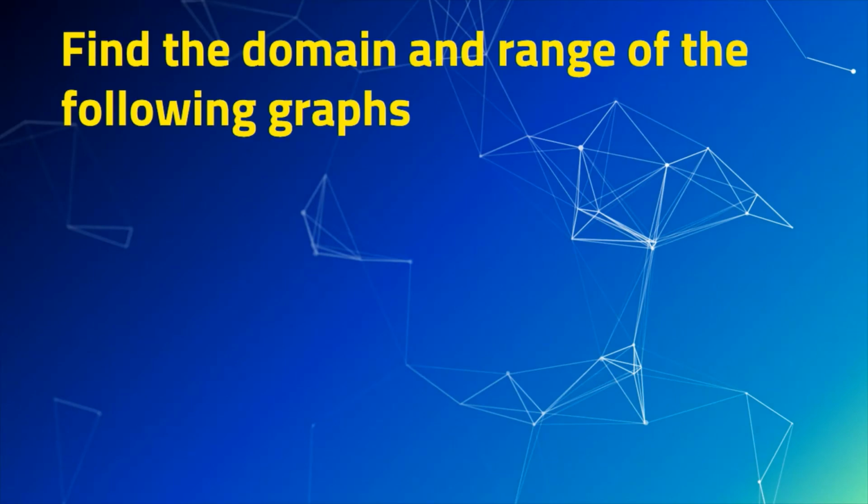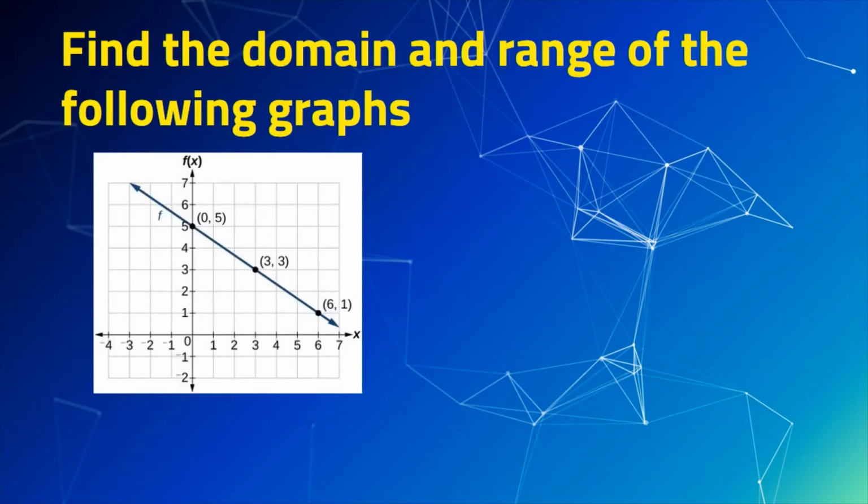Next one is finding the domain and range of the following graphs. We have the first one. As you can see, we have several points here, (6, 1), (3, 3), (0, 5). However, this one is actually a straight line, extending downward and also extending upward. So the arrows mean that this line is extending downward and this line is also extending upward. So we have also here several points.